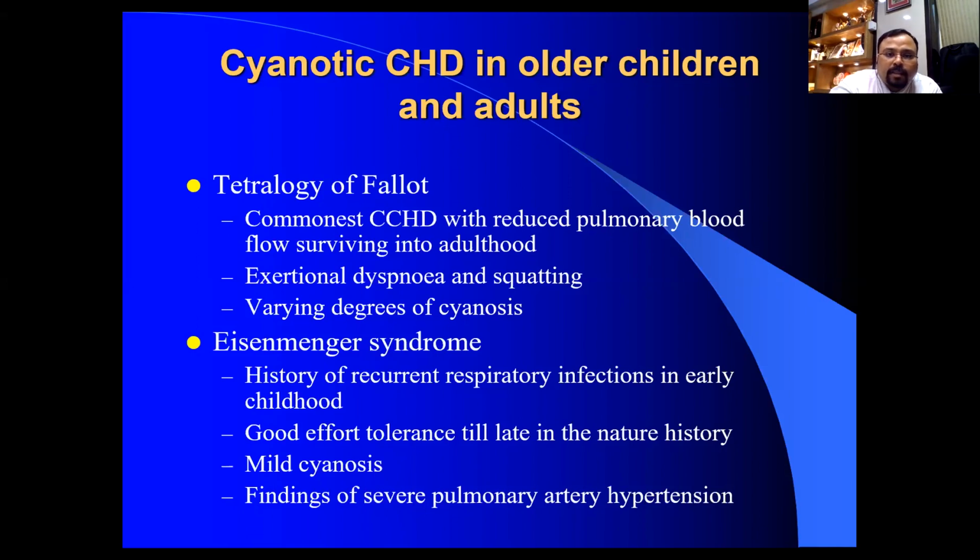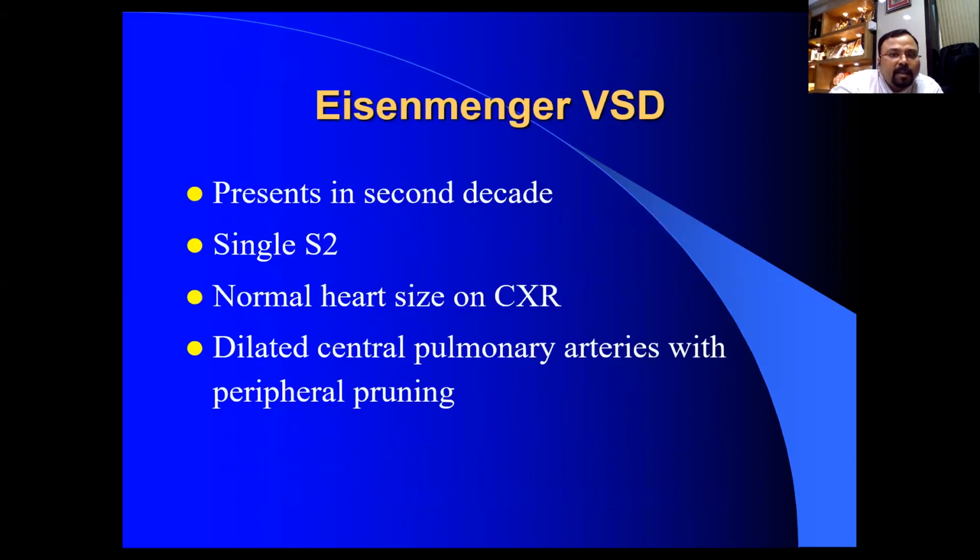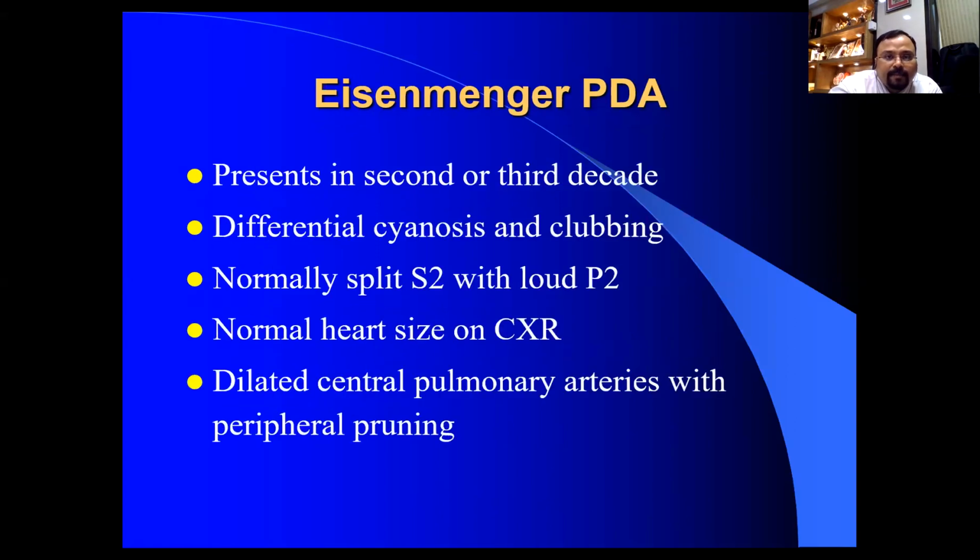In Eisenmenger syndrome, there will be a history of recurrent respiratory infection in early childhood, and good effort tolerance till late in the natural history. They'll present with mild cyanosis, sometimes differential cyanosis in case of PDA with Eisenmengerization, and there will be findings of severe pulmonary arterial hypertension. Eisenmenger VSD will present usually in the second decade. There will be a single S2, heart size will be normal, and dilated central pulmonary arteries, that is hilar PS, and there will be peripheral pruning. So in the periphery, in the lateral third of the X-ray, you won't see any pulmonary vascular markings.